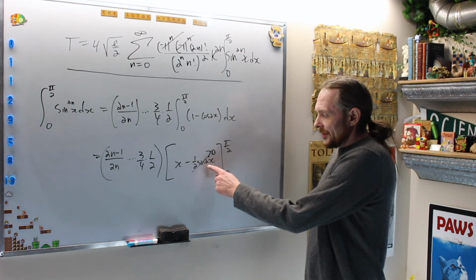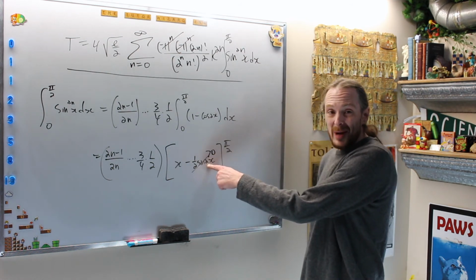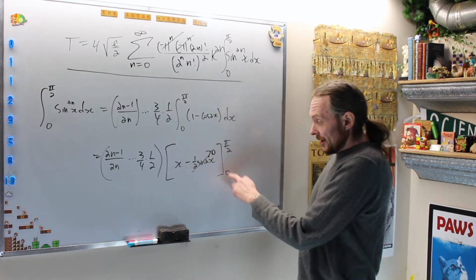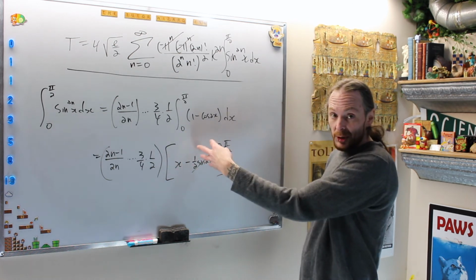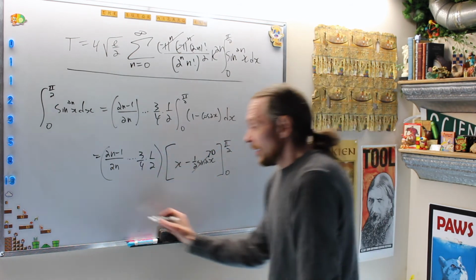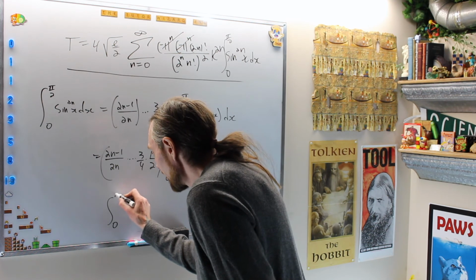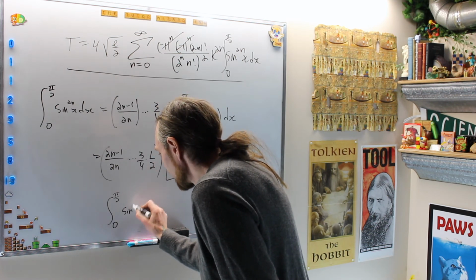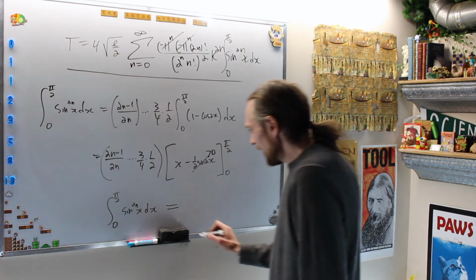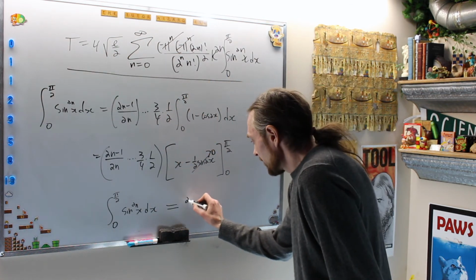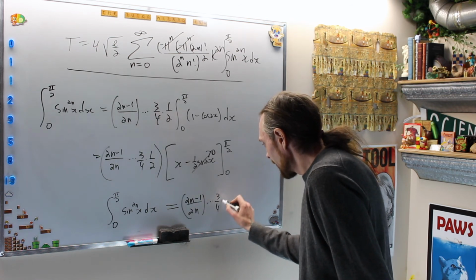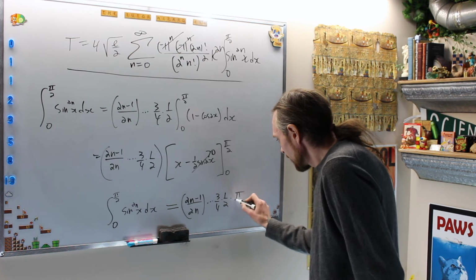Why? At pi over 2 it will be sine of 2 times pi over 2, sine of pi, which will go away, and at 0, sine of 0 will go away. So the only term that stays in these 4 terms, by the fundamental theorem of calculus, f of b minus f of a, is this one, pi over 2. The integral from 0 to pi over 2 of sine 2n x dx clearly equals 2n minus 1 over 2n dot dot dot 3 over 4 times 1/2 times pi over 2.